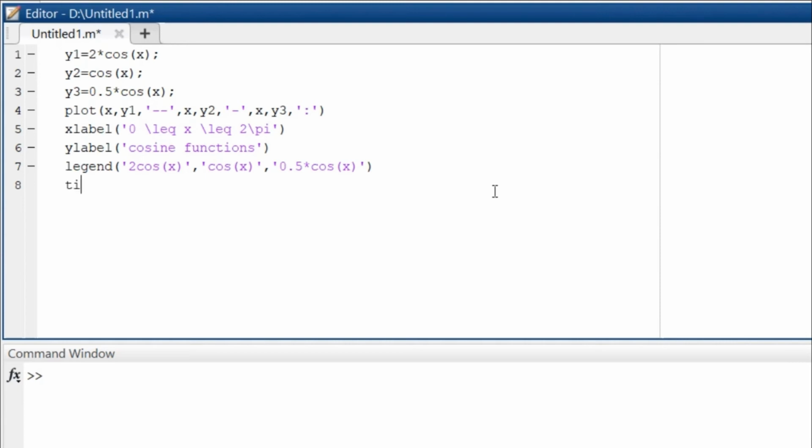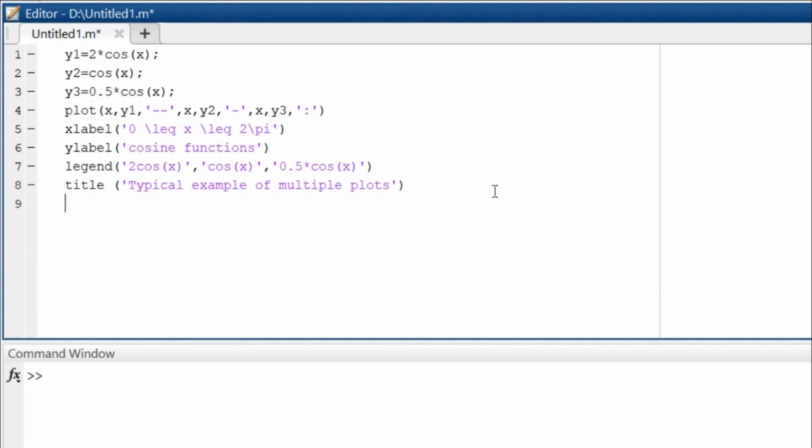Now showing the title at the top of the graph, writing something like 'example of multiple plots'. As we have three functions here, we can plot the three graphs. It will display at the top.